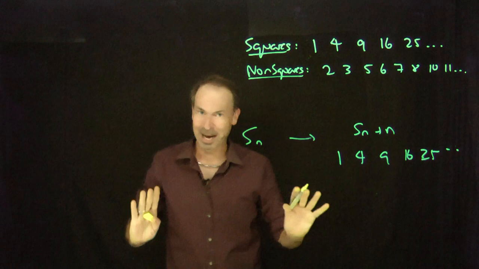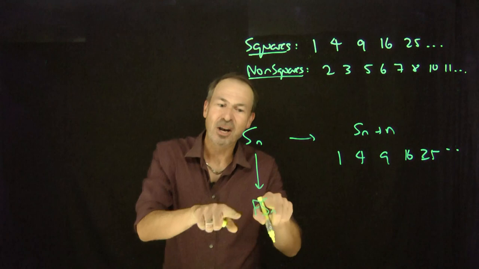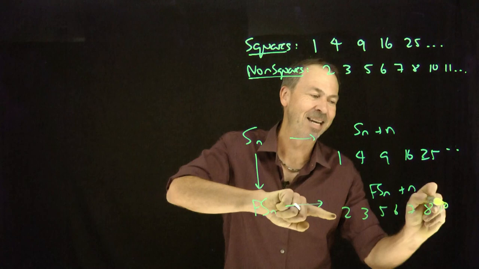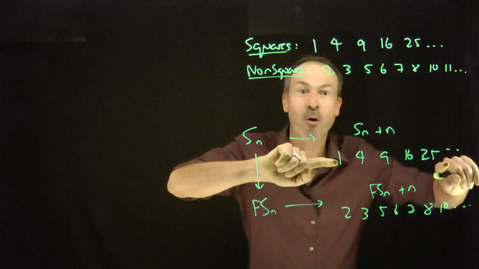And then maybe I took the frequency sequence of that, grand, I can do that. And then if I add the position numbers to the frequency sequence, FSN plus their position numbers, I know I get all the remaining counting numbers, 2, 3, 5, 6, 7, 8, 10, and so on. All right, so here's my hope, I have a formula for these, the square numbers, n squared, which means I might have a formula for that, I think I do.